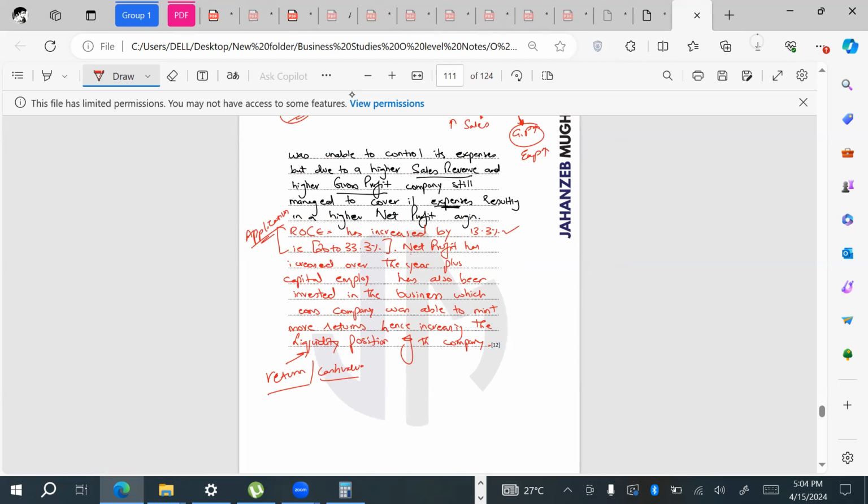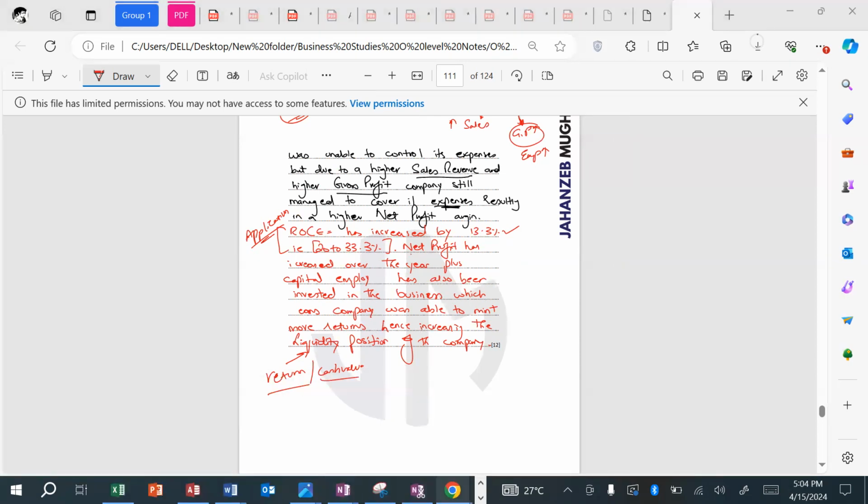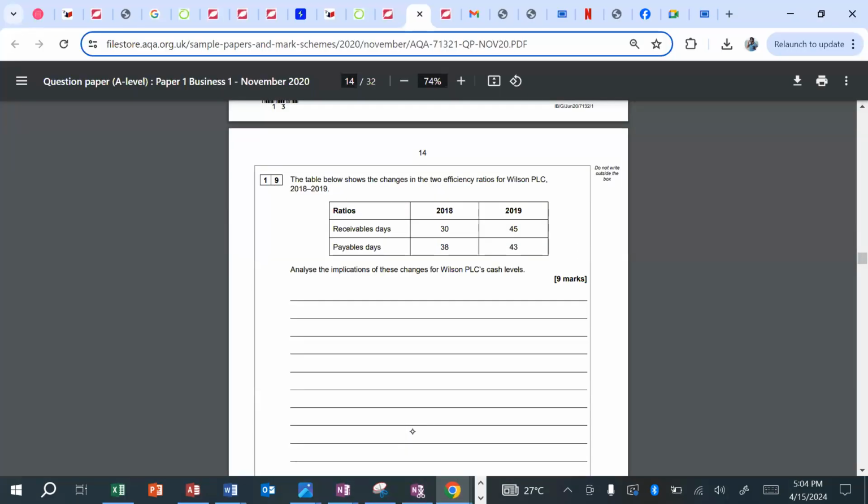So now let's see. You had a question over here. See now over here it says the table shows the changes in the two efficiency ratios, receivable days and payable days. Now receivable days, it's very easy.